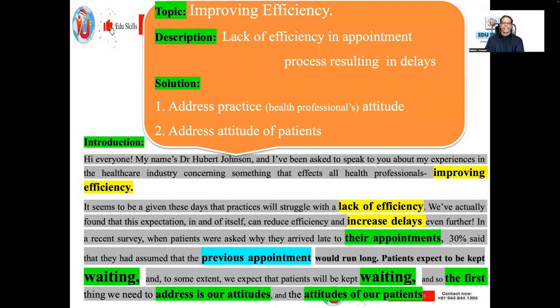Yeah. So what is the topic? Improving efficiency. Ways to improve efficiency. Yeah. So that is the main topic. You have to really understand that. Okay. The very first sentence will give you the topic. Again, it will be repeated. Okay. Continue reading.